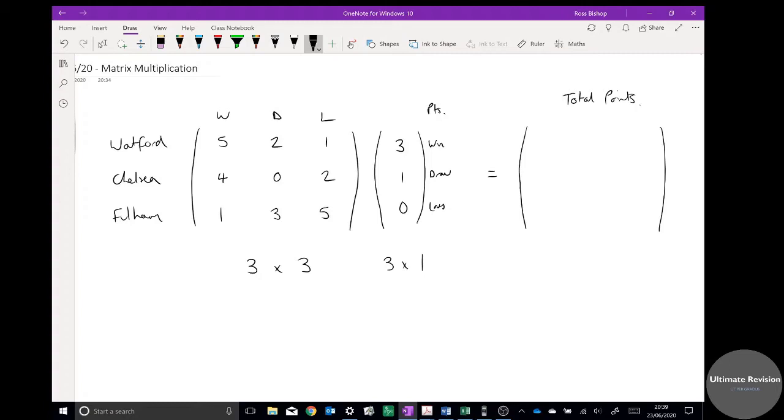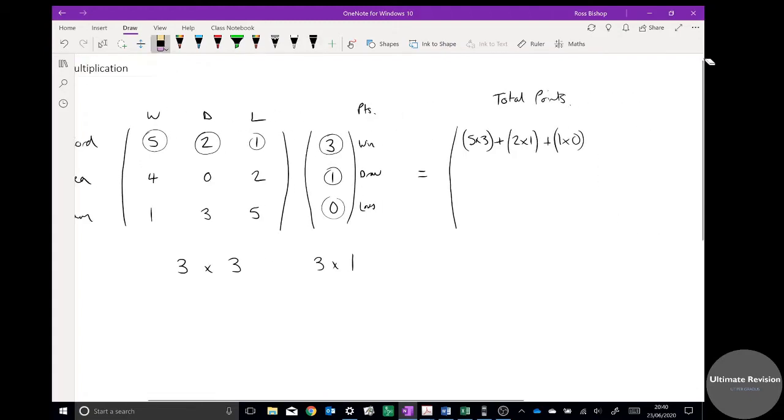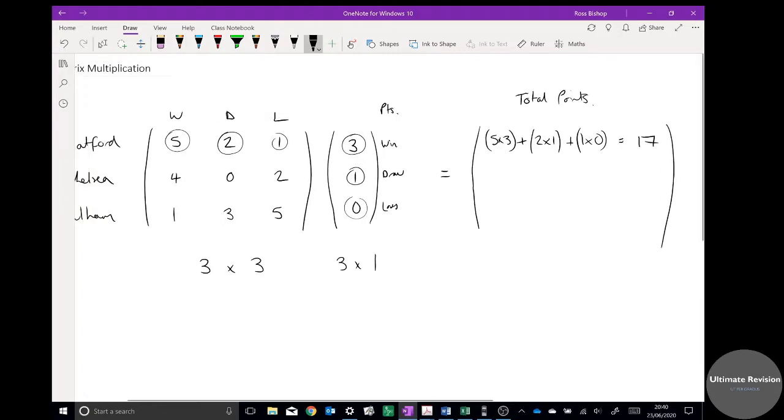So the first thing I do, if I want Watford on the top, so it's going to be number of wins times 3. So it's going to be 5 times 3 plus number of draws times 1. So 2 times 1 plus number of losses times 0, so 1 times 0. Okay, just going to make that a little bit bigger. That is going to equal 15, and it's 17. Okay, so that first element is 17.